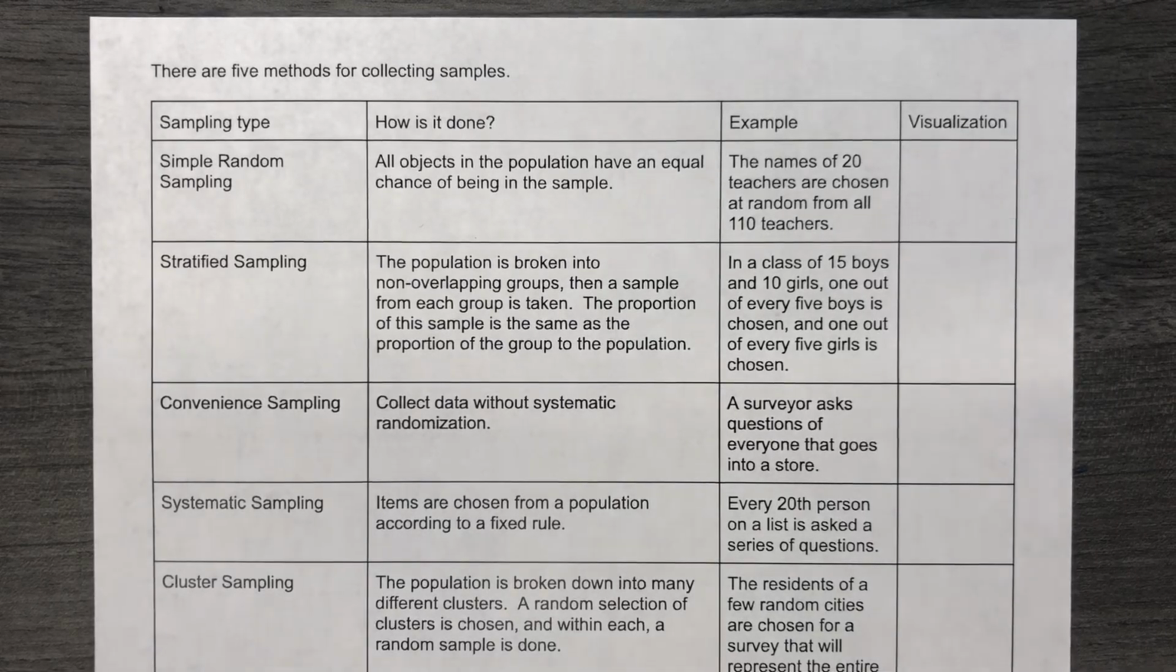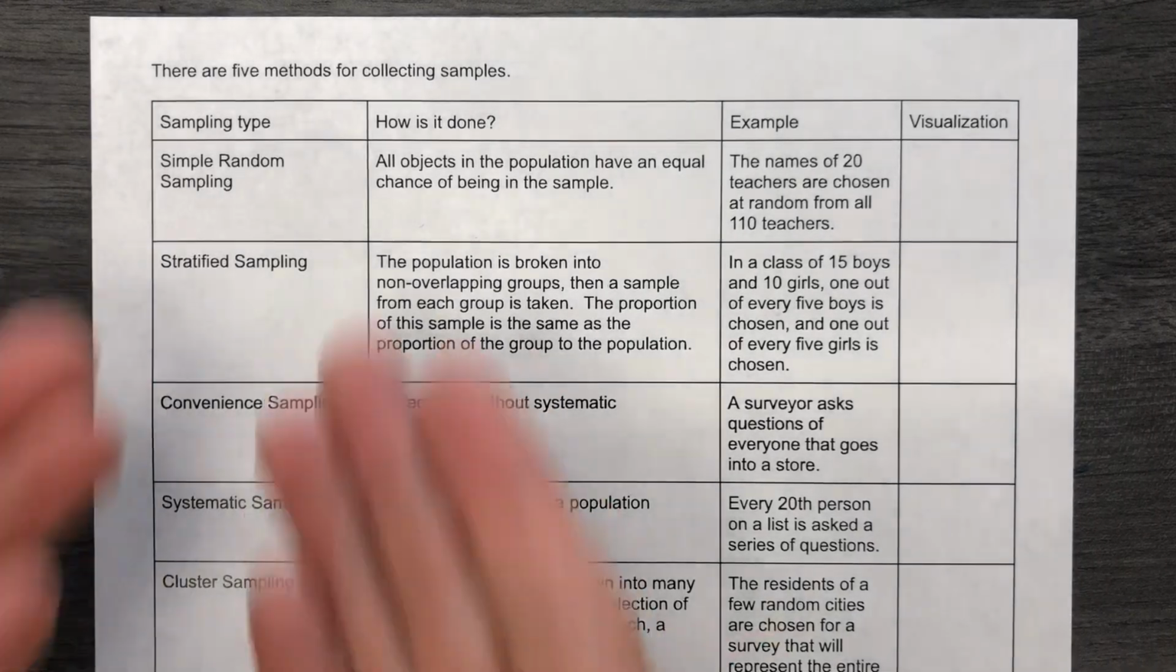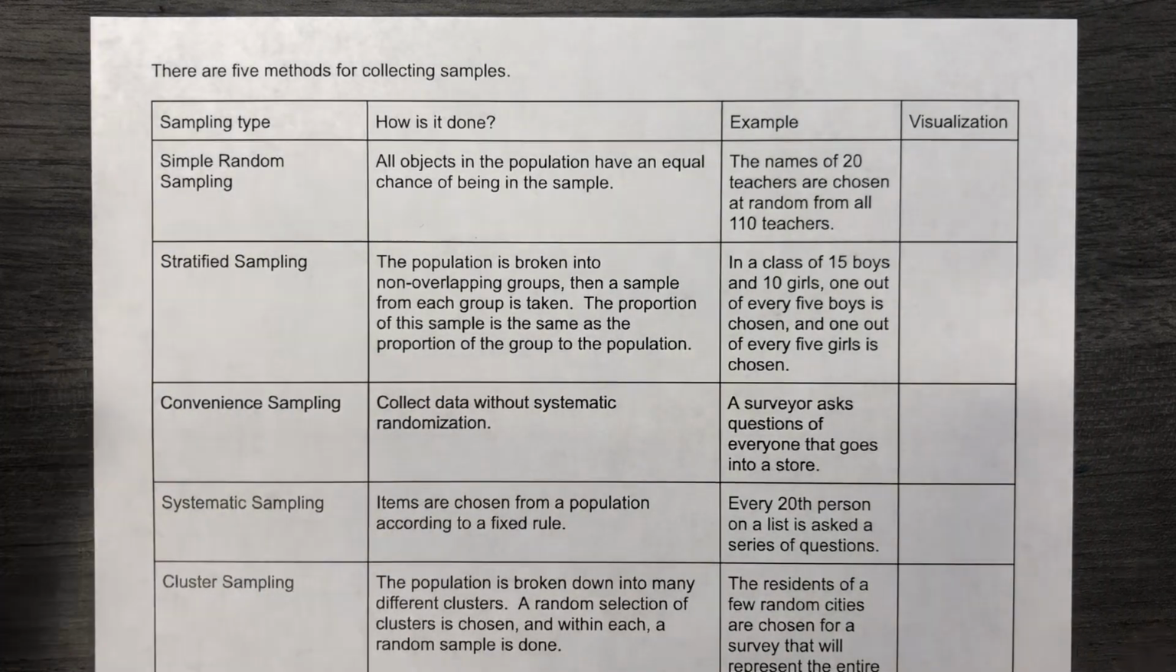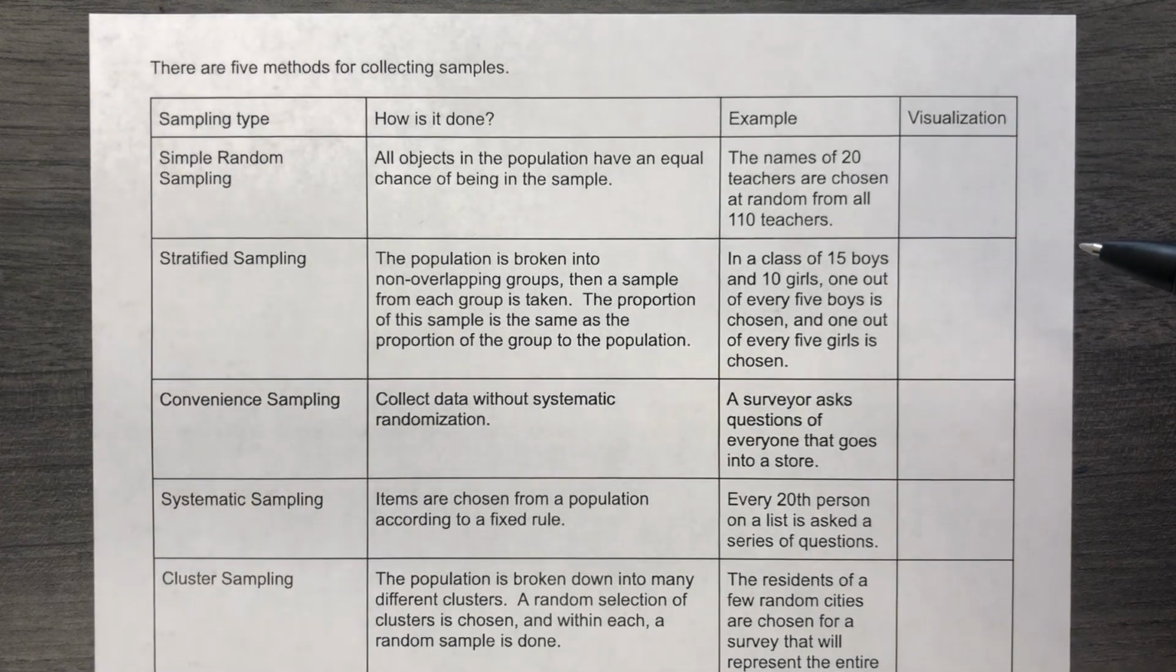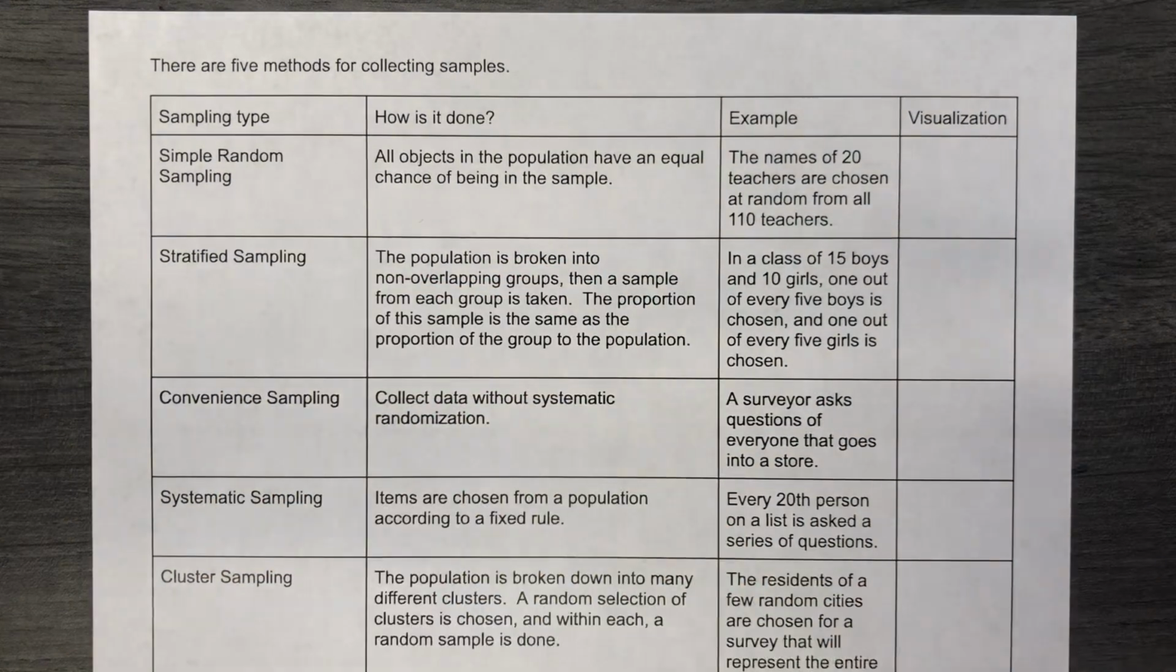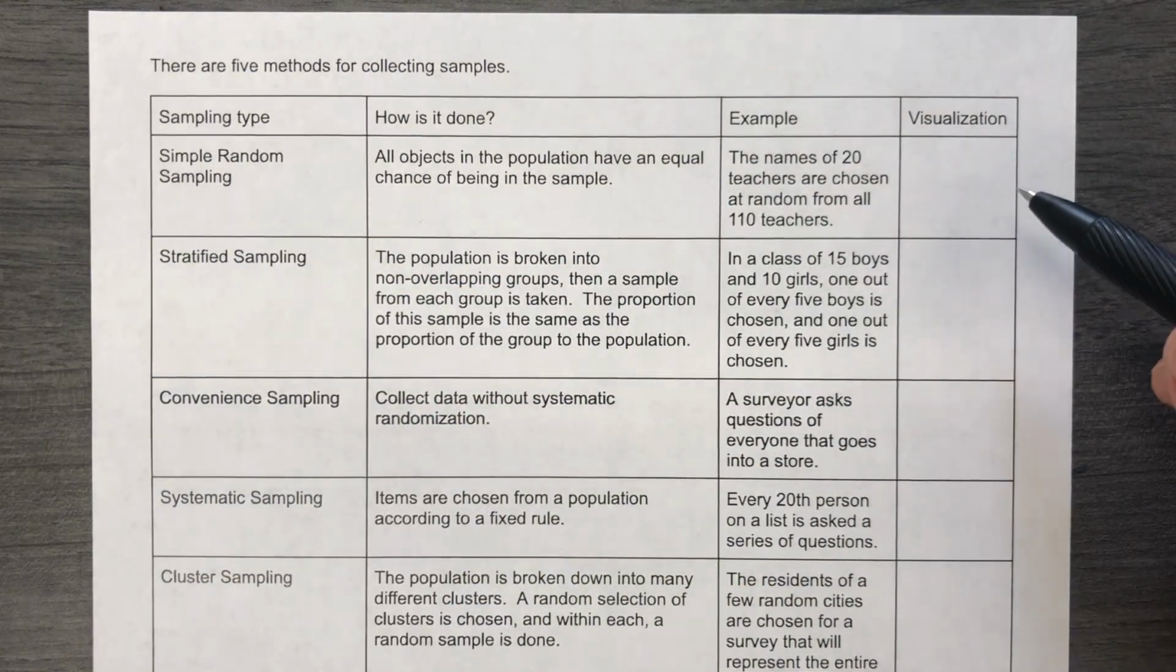Let's talk about the different methods for collecting samples. We're going to have 5 different types, and we're just going to go through this chart. It's going to be really straightforward. What we're going to do in this box is basically draw little random pictures. Well, not random, we will on this one. But we're going to draw pictures that will help us visualize what's happening.